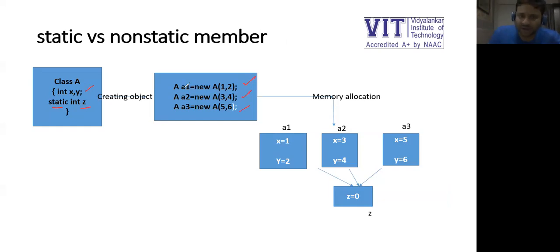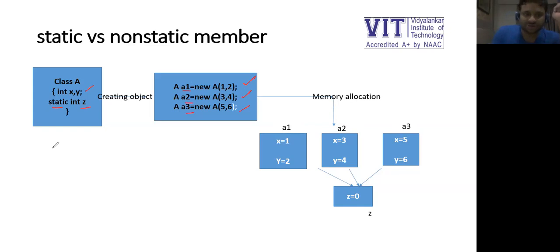Now, when I'm creating objects of class A, A1, A2, A3 are objects. Suppose these are the memory assigned, correct? So, when it comes to non-static data members, a new copy of the non-static data members will be created for every new object. So A1 is one object, A2 another, A3 another. A1 will have a copy of X and Y, A2 will have a copy of X and Y, and A3 will have a copy of X and Y.